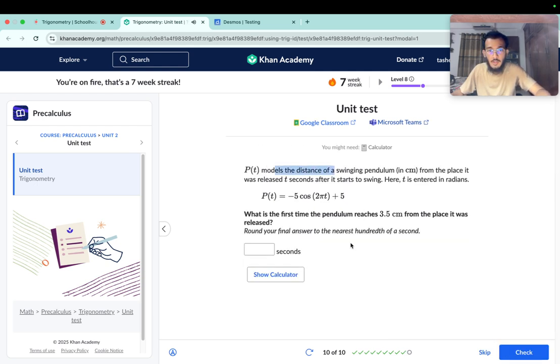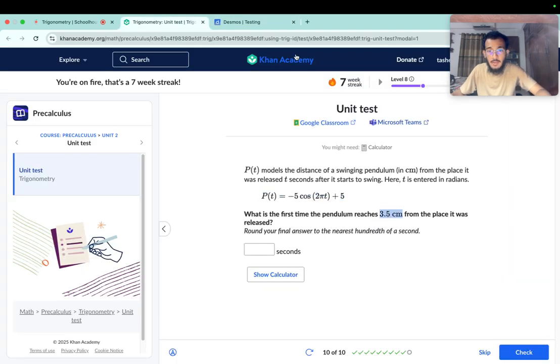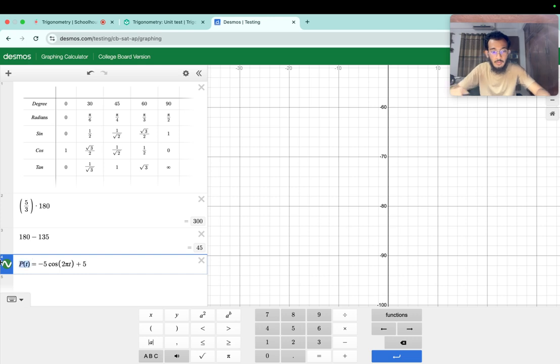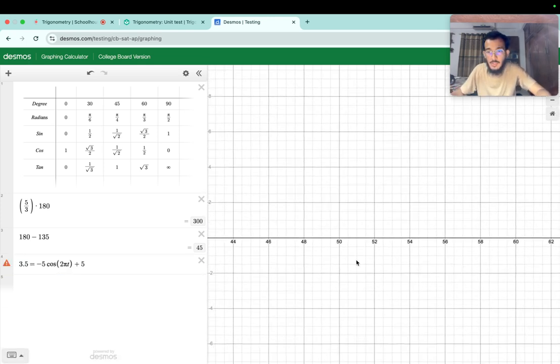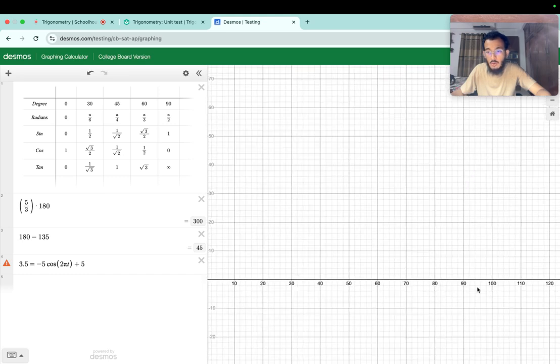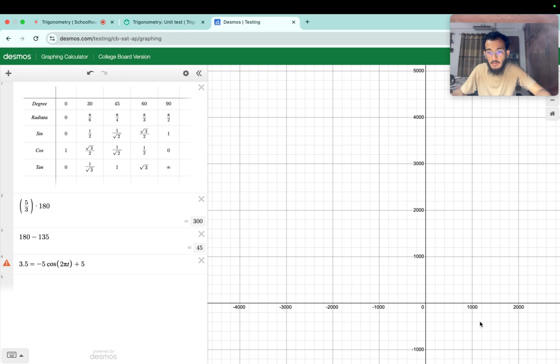Last question. P of t models the distance of a swinging pendulum in centimeters from the place it was released, t seconds after it started to swing. Here t is entered in radians. What is the first time the pendulum reaches 3.5 centimeters from the place it was released? So we have to check what is the first time when it reaches 3.5. So we can plug in 3.5 here. And now we have to see the first time. Obviously time is positive, so it can't be negative, so we'll have to look at the positive side of the function.